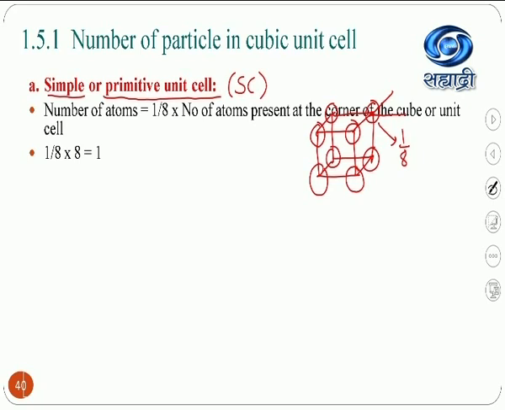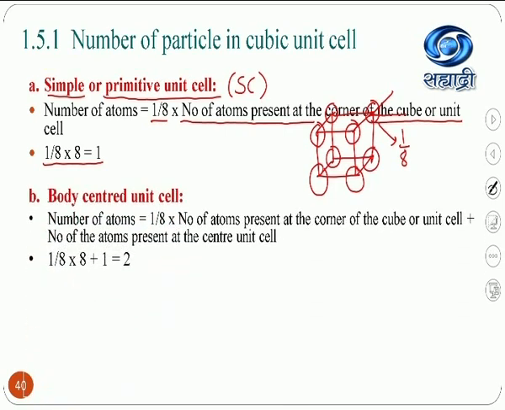That's why the formula is 1/8 into the number of atoms present at the corner of the cube or unit cell. We know there are a total of 8 constituent particles or 8 spheres. Each is sharing its 1/8 portion with the unit cell. That means 1/8 into 8 is equal to 1. So the total share for one unit cell from all 8 corners of the cube is only 1. That means 1 is the atomicity of simple or primitive unit cells.